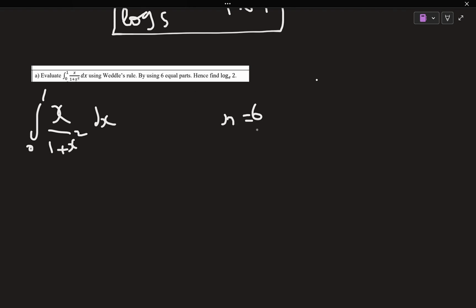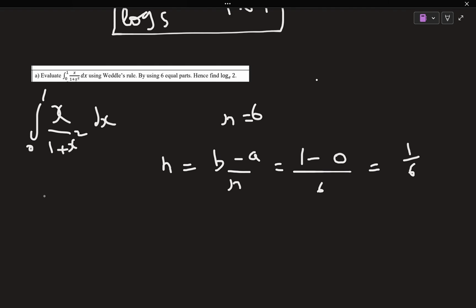Now how do I find h? H equals b minus a by n. My b here is 1, my a here is 0. Upper limit minus lower limit. B is upper limit, A is lower limit. By 6, which is basically 1 by 6.